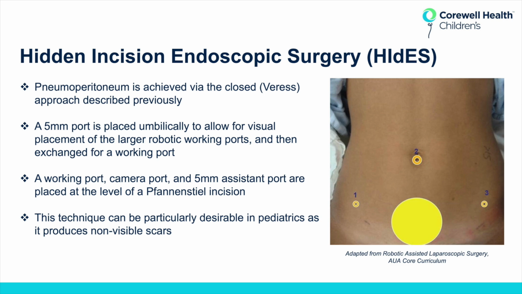Alternative port placement configuration can allow for hidden incision endoscopic surgery. Pneumoperitoneum is achieved via the closed Veress approach described previously. A 5 mm port is placed umbilically to allow for visual placement of the larger robotic working ports, and then exchanged for a working port. A working port, camera port, and 5 mm Cystin port are placed at the level of a Pfannenstiel incision. This technique can be particularly desirable in pediatrics as it produces non-visible scars.